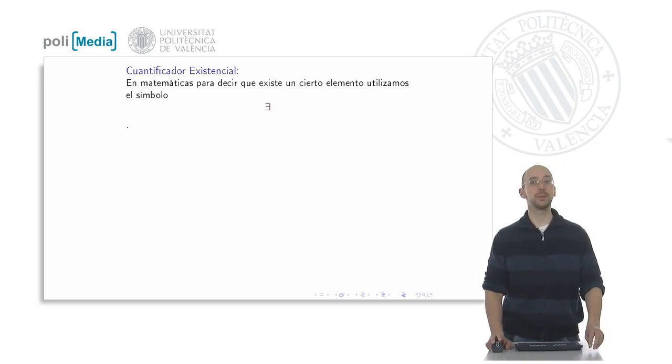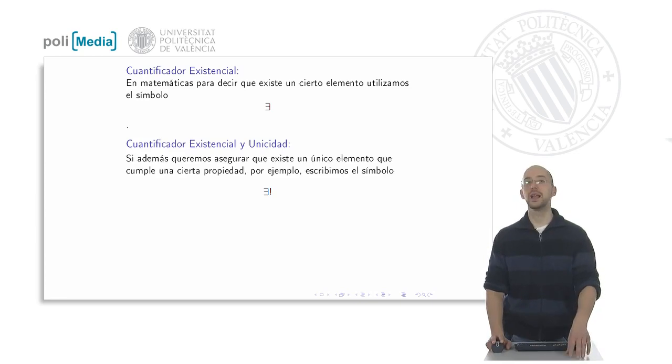To say that in mathematics there exists an element, it doesn't have to be unique, satisfying a certain property, it is represented by the symbol you see on the screen, an E in reverse, the existential quantifier. When we want to also say that it exists and is also unique, then we use the symbol that is an E in reverse with an exclamation mark.